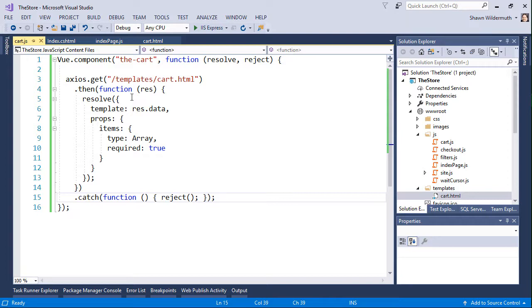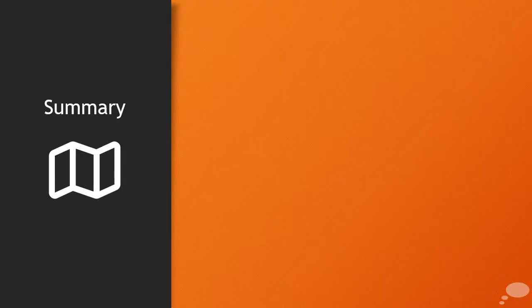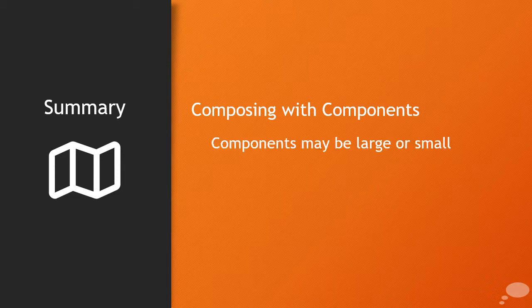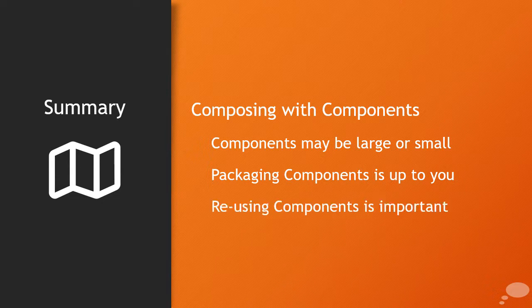Let's wrap up this module now that we have a good sense of how to build components. So we've been talking about composing with components. I've shown you both a small and a larger version of something that may be a component. I've talked about packaging up the components either locally or globally. And we've talked about reusing the components across different pages and how that works.